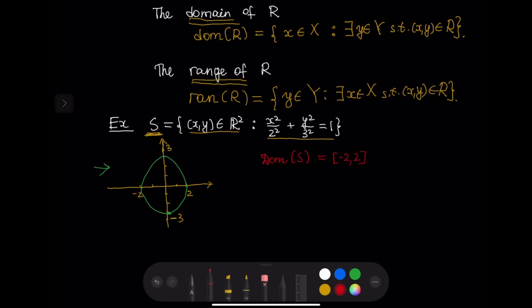So as we try to understand what is the range of the relation S, we need to look at the points (x, y) on the relation, and we need to look at their y coordinates, which will be here, right? So if we look at the y coordinates of the points on the relation, we may notice that they exhaust the interval from -3 to 3. So the range of the relation S is the interval from -3 to 3.